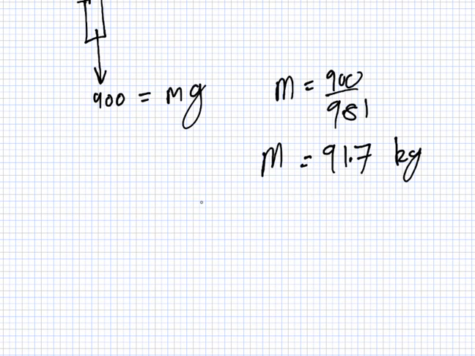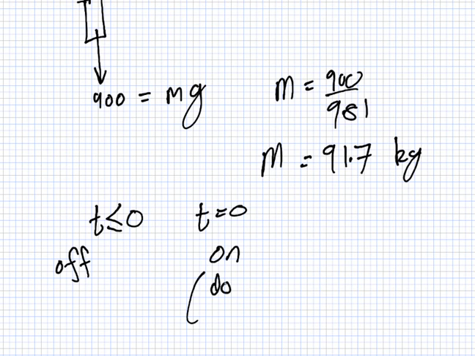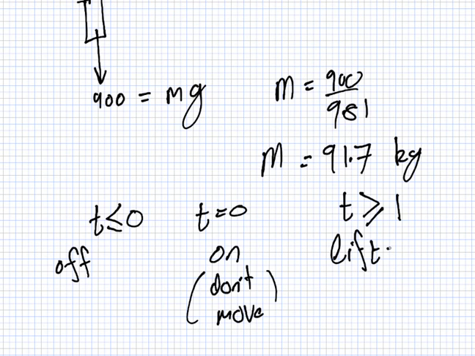So if you want to think about it like this, t less than 0, the engine is off. T equals 0, the engine is on, but we don't move. And then once t is bigger than or equal to 1, then we have liftoff. And you can see this when you watch rockets take off. You see the engine come on, and then the rocket very slowly starts to move. It doesn't go straight away.